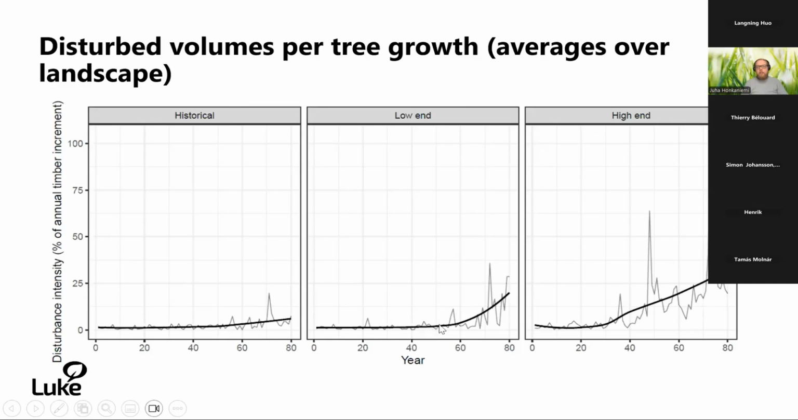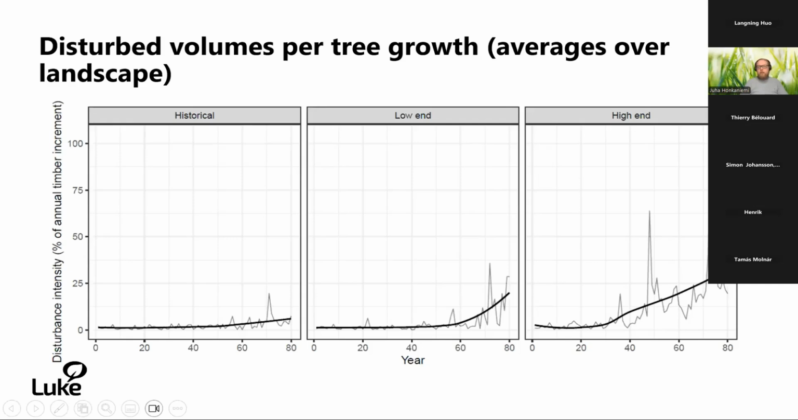Then in the low-end scenario, we will see a little bit of increase by the end of the century due to climate change, and in the RCP 8.5 scenario, we should start seeing the increase already in 2050. Interesting in this high-end scenario are these peak years, two peak years, which were mostly a combination of high wind disturbances and also quite dramatic drought events.